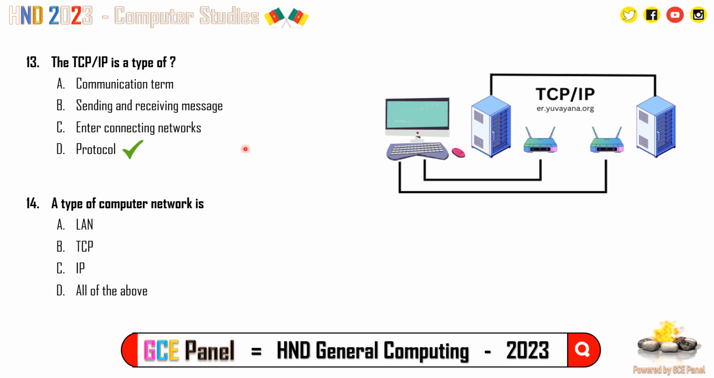Now, a type of computer network. Here we have LAN, we have TCP, we have IP, we have all of the above. So if you look at TCP and IP, they are not computer networks, they are just protocols. What we have here is LAN. And what's the full meaning of LAN? Local area network. We also have the wide area network and other networks which you already know about. Good.